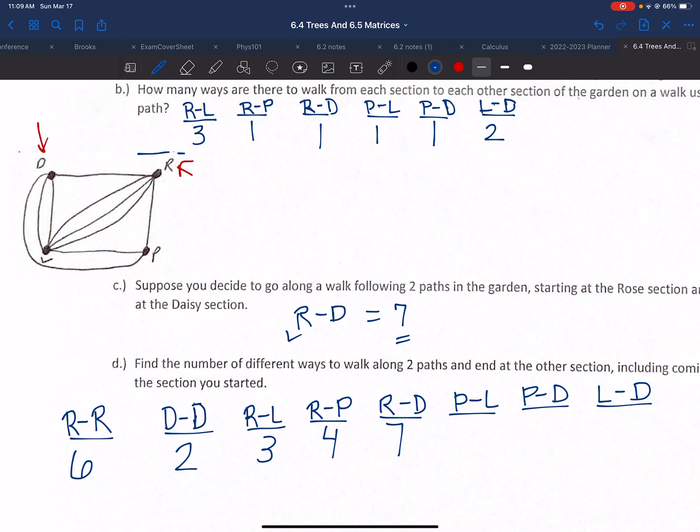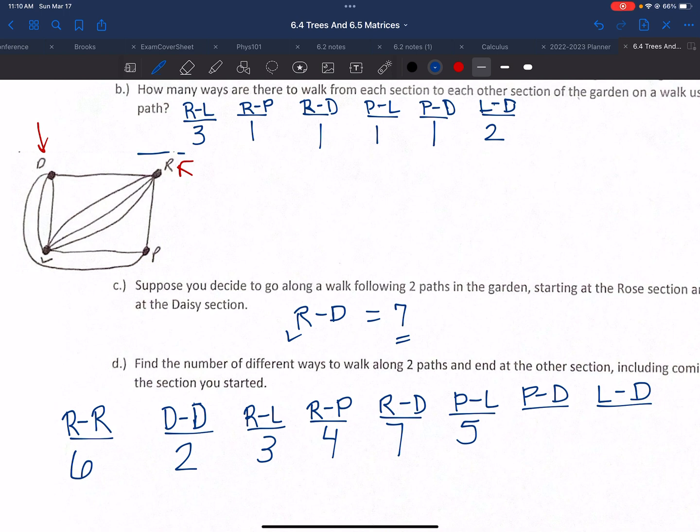Poppy to Lily. Poppy to Lily. So Poppy to Lily, I could come around here and then go down the one side. I could go around and come down the second side. So that's 2. I could go up and down one side, down another side, down another side. So that would be 3 more. So I have 5. That will get me from Poppy to Lily.